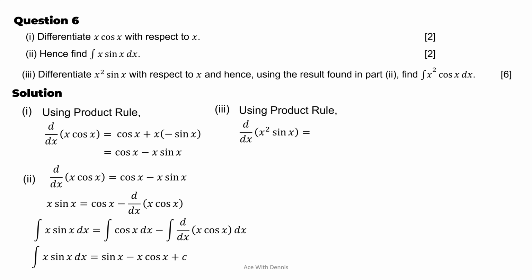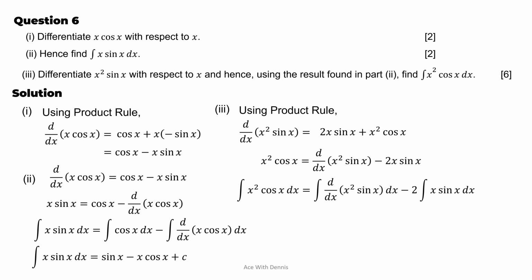Using product rule, d over dx x squared sine x will be equals 2x sine x plus x squared cosine x. Then we make x squared cosine x the subject, which we get x squared cosine x equals d over dx x squared sine x minus 2x sine x, followed by integration of both sides. So we get integration of x squared cosine x dx equals integration of d over dx x squared sine x dx minus 2 integration of x sine x dx.